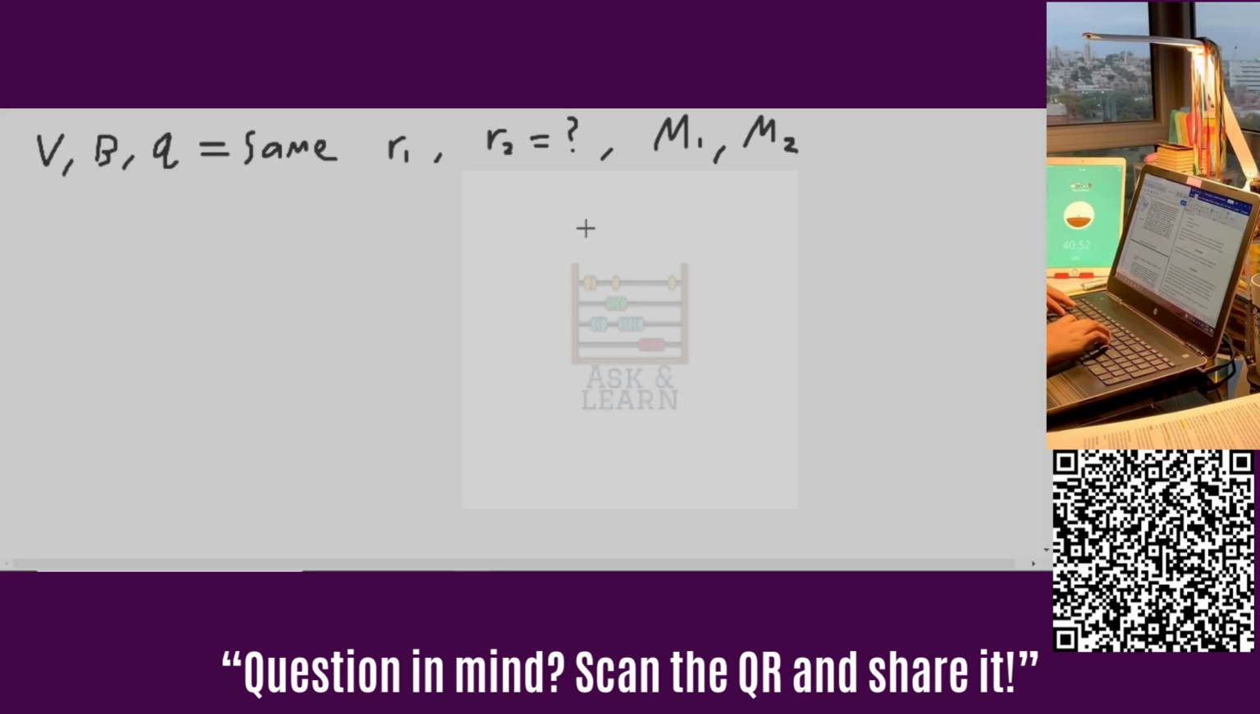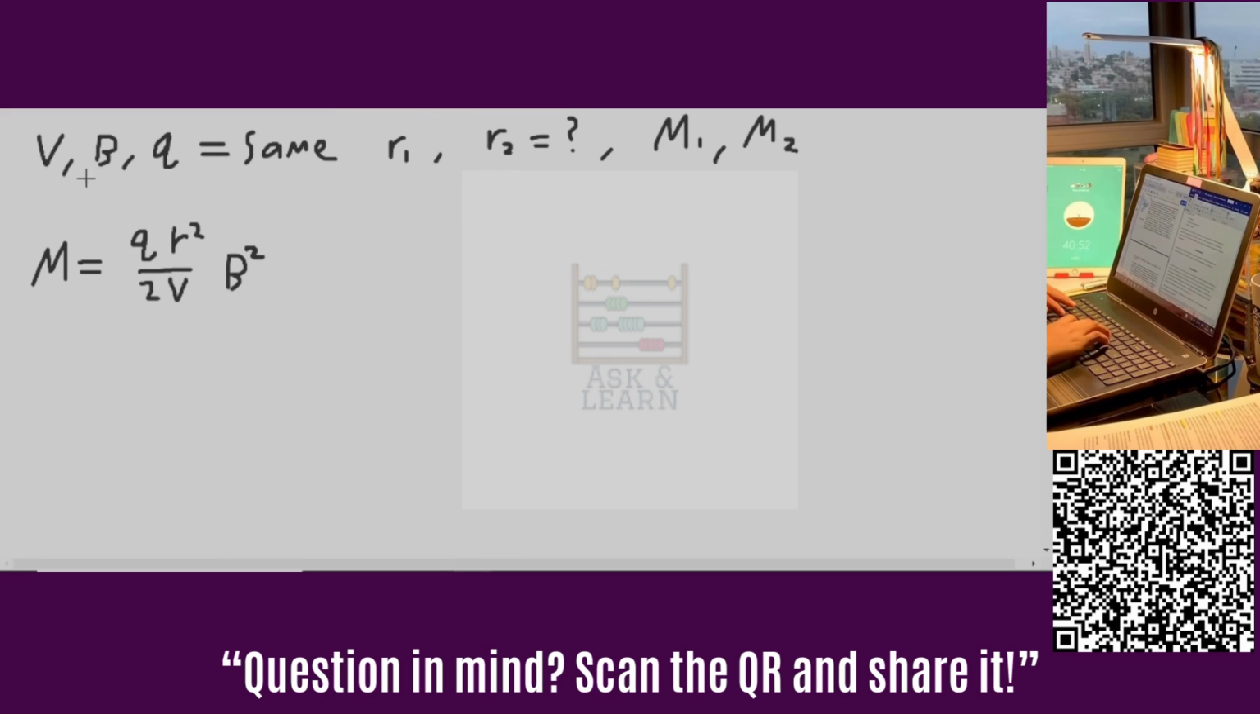So the equation that puts all of these things together is M, the mass, is equal to charge times the radius squared divided by 2 times the voltage, the potential difference, times the magnetic field squared. So this is the equation we want to use. So how do we use this, knowing R1 and M1 and M2, to get to R2?